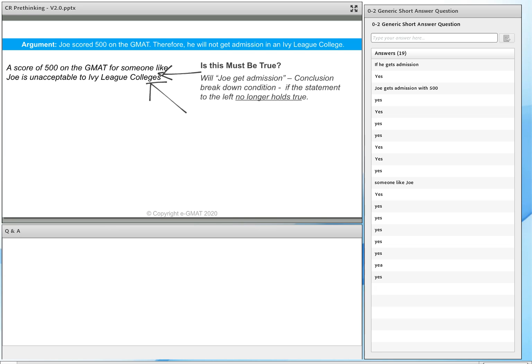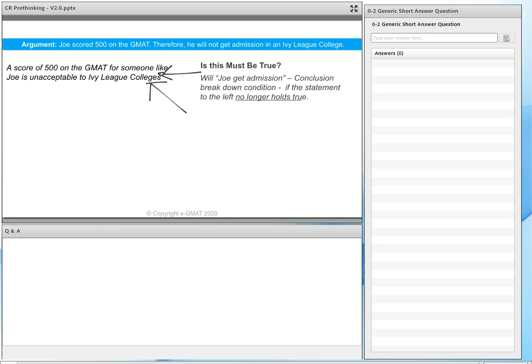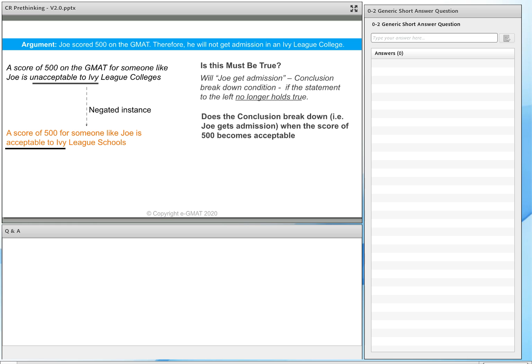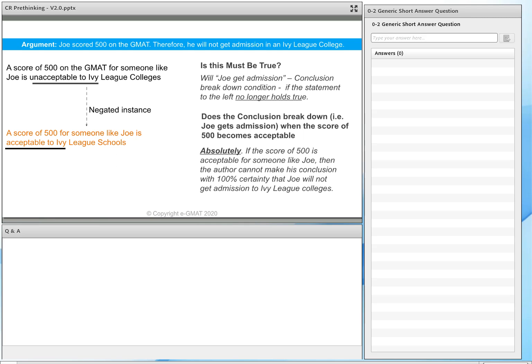Now here is a concept that you need to know, and I'm going to prove this to you in about 2 minutes: if you say this statement is not true, you are automatically saying that its negated version is true. Which means that a score of 500 on the GMAT for someone like Joe is acceptable to Ivy League schools. So if that happens, does the conclusion break down, which means, does Joe get admission?